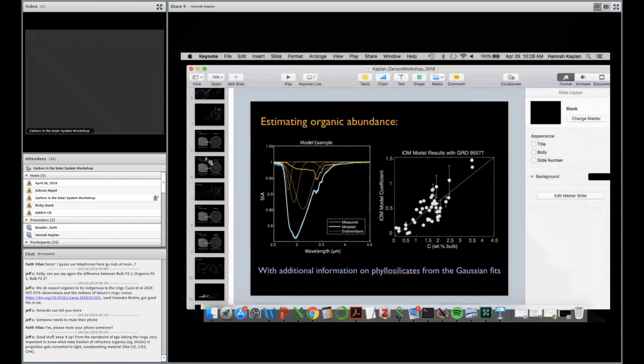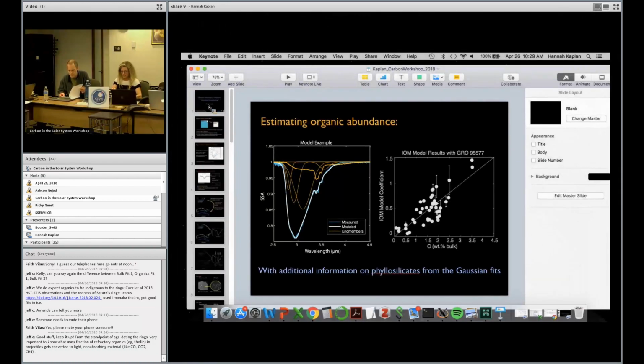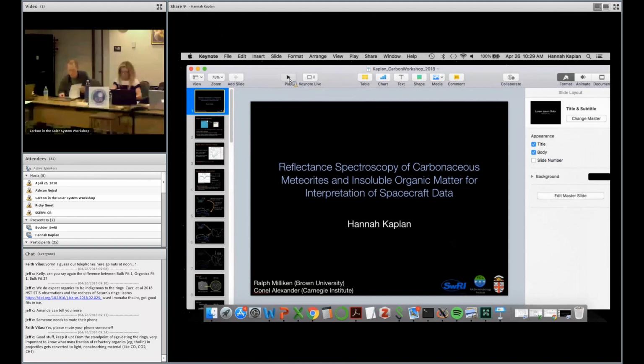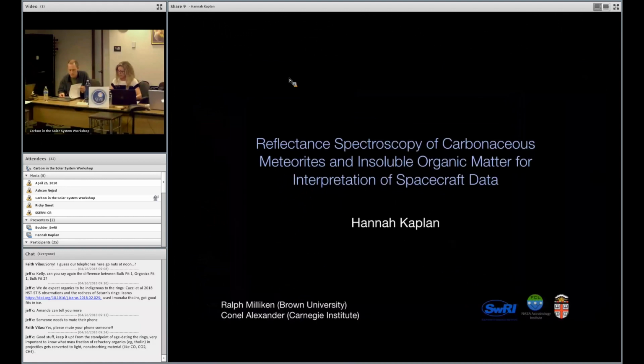Reflectance Spectroscopy of Carbonaceous Meteorites and Insoluble Organic Matter for Interpretation of Spacecraft Data by Kaplan.